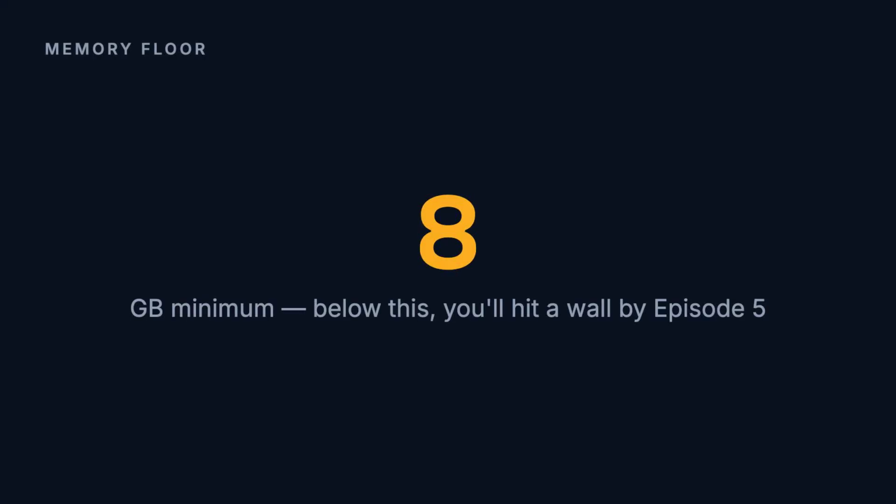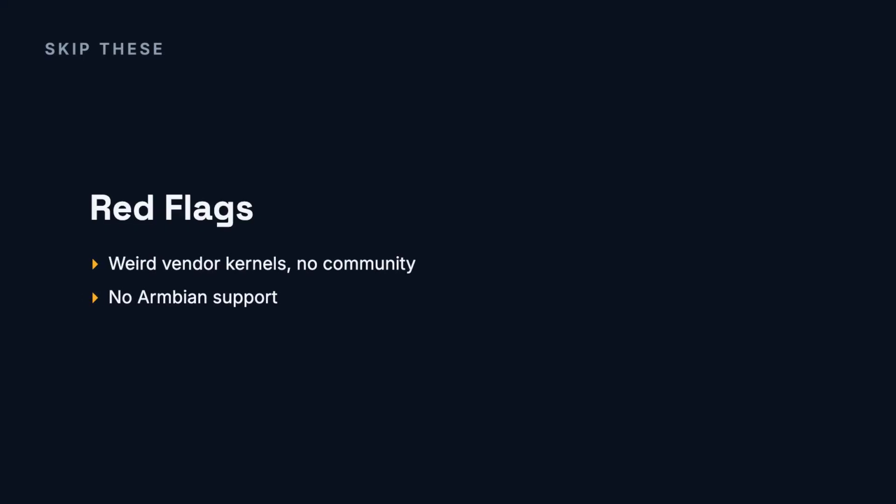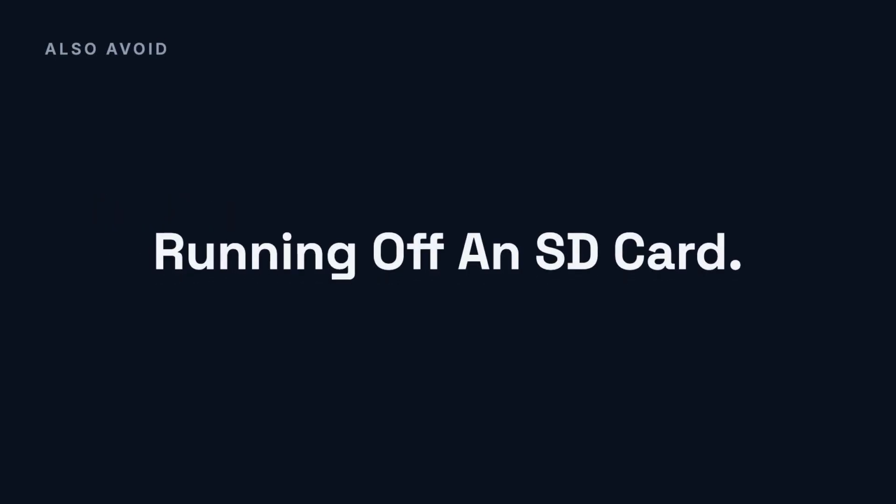What to avoid? Anything under 8 GB of memory, you'll hit a wall by episode 5. 16, if you can afford it. Boards with weird vendor kernels and no real community. A cheap board with abandoned software is not cheap, you'll pay in weekends. I highly suggest you choose a board with at least community support for Armbian, as that's the OS we'll be using, and running off an SD card.